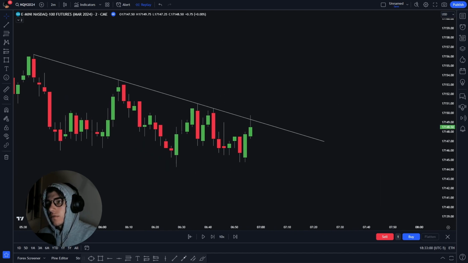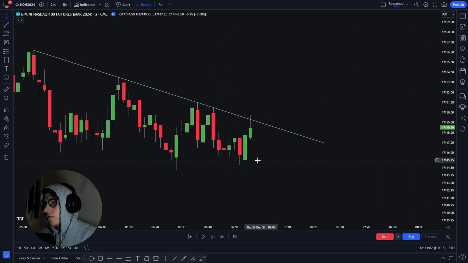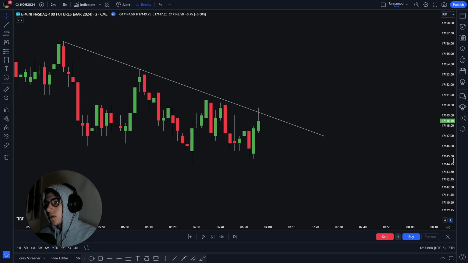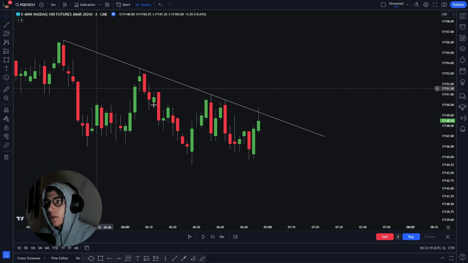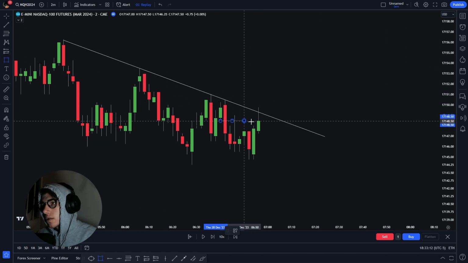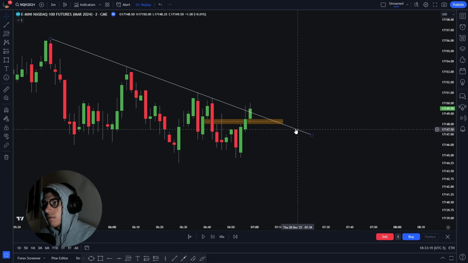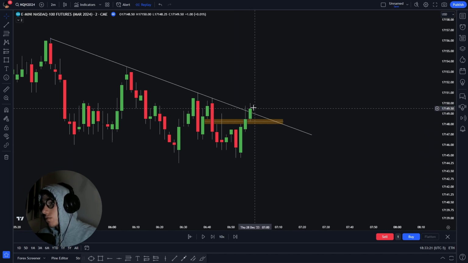Well, what I like to look for is a violation of the opposite PD array. In this case we have buy side low resistance liquidity. Now what do I want to see? I want to see us violate bearish PD arrays, right? So we have this gap here, this small bearish fair value gap that I would want to see get inversed, which it does right here.